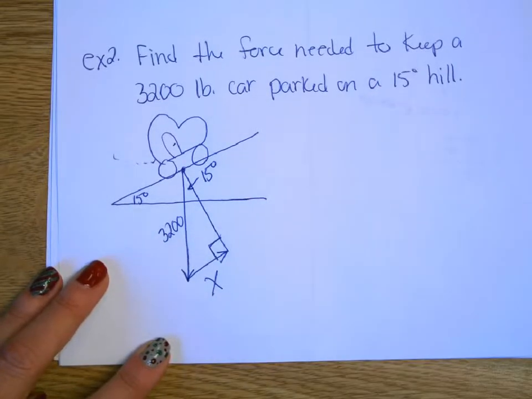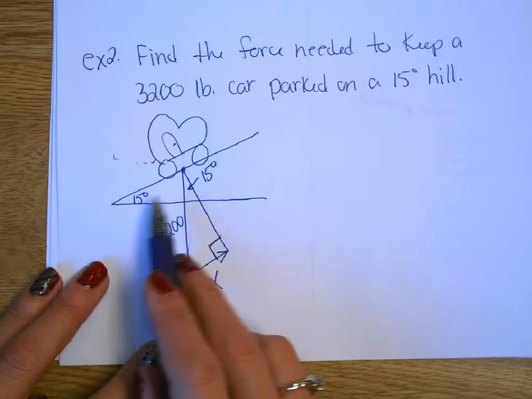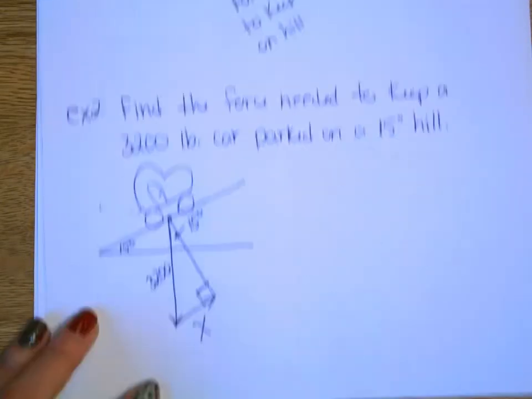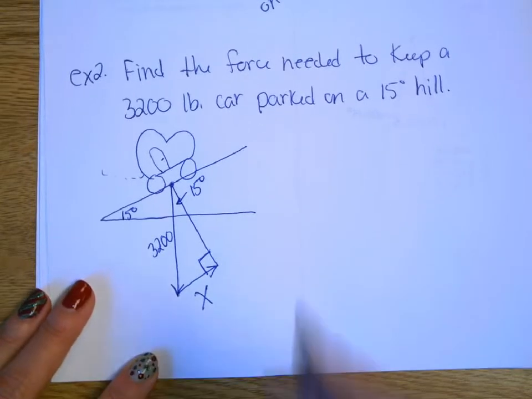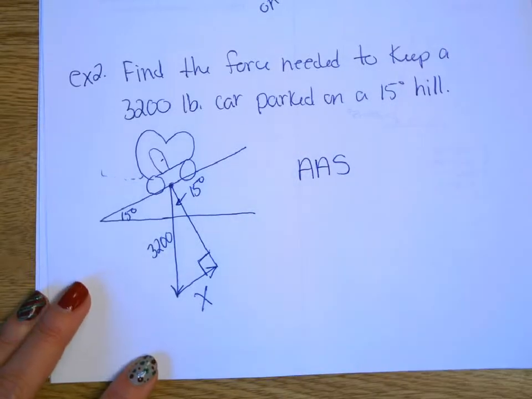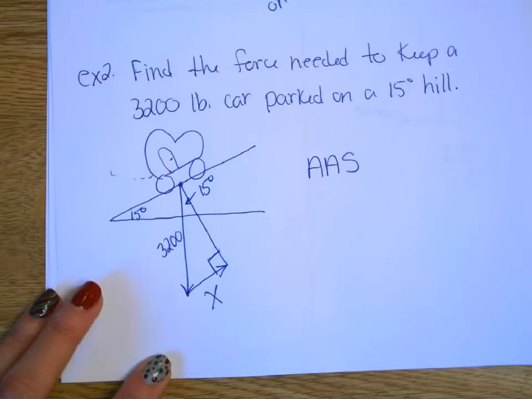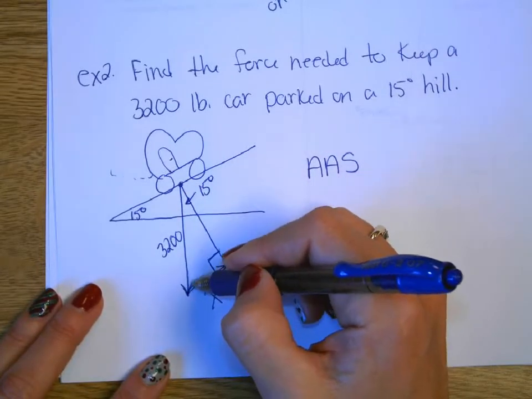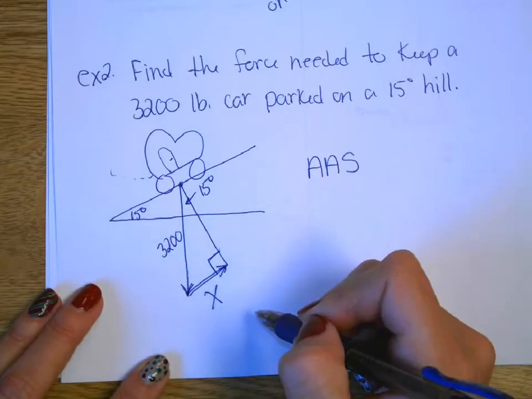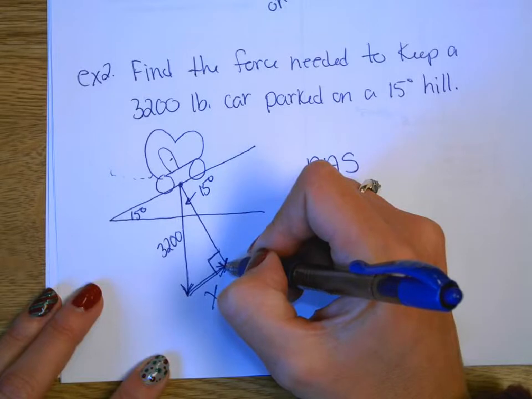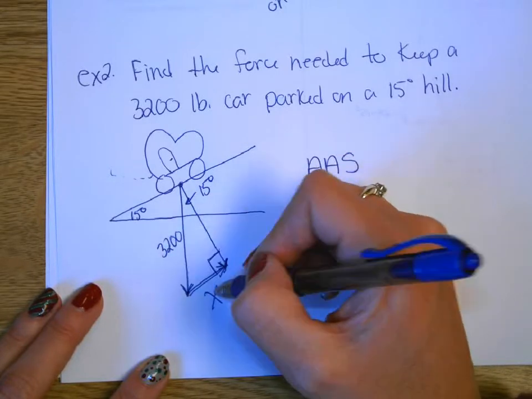Wait, how come that's 15? Because that's what the hill was. Whatever the hill is, it transfers into the triangle. So run your angle, side. This is actually the resultant right here, arrow going down. This is the resultant vector of these two forces.